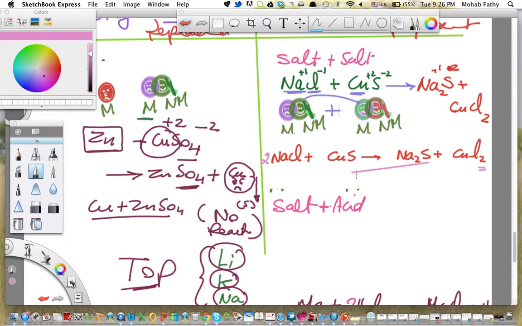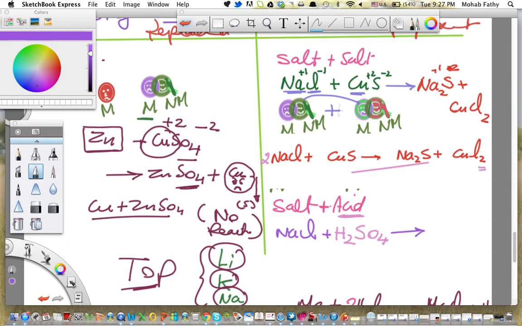Exactly. Bravo, well done. Can we take another example of double substitution in which we have an acid instead of a salt? For example, if I put H2SO4, it is an acid, right? How did you know it is an acid? Because there's hydrogen in front of it. Plus, let's take NaCl for the second time. So it's a salt plus an acid.